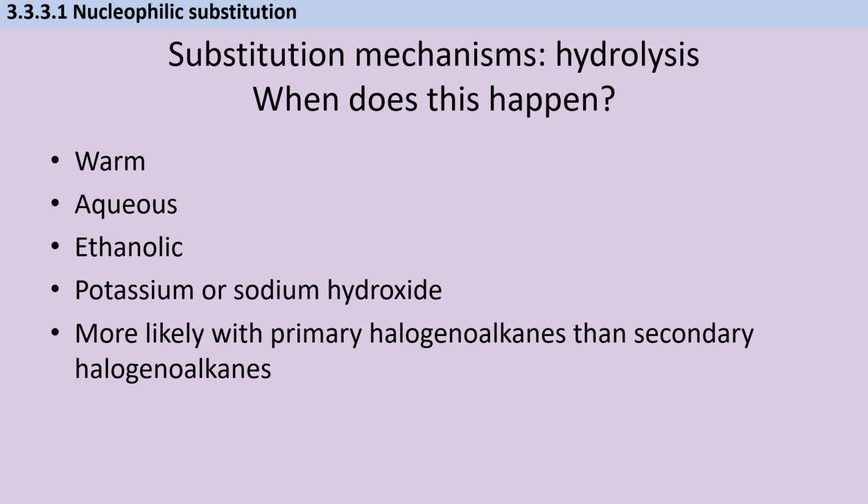Also, the type of halogenoalkane that we're using is also going to have an impact on whether we see substitution or elimination. So primary halogenoalkanes are more likely to undergo substitution reactions than secondary, which are more likely to undergo elimination reactions. Tertiary halogenoalkanes will do both.